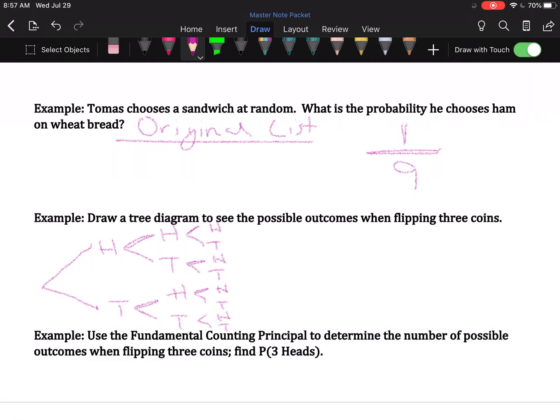What this is showing me is I can follow these paths if I want, and I could say, okay, the topmost path is H, H, H, heads, heads, heads. I could follow that path again, but instead of going top, top, top, I could go top, top, bottom, and have heads, heads, tails. The total number of possible outcomes is just the total number of things on this right edge. So there are 8 total outcomes.